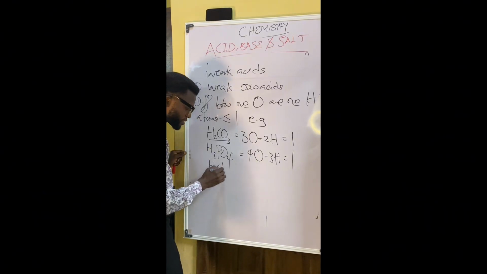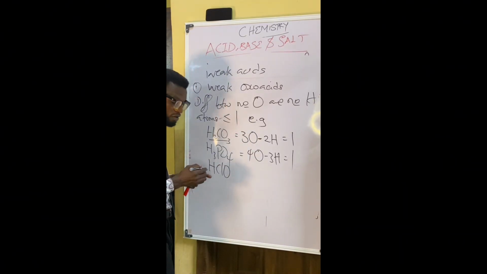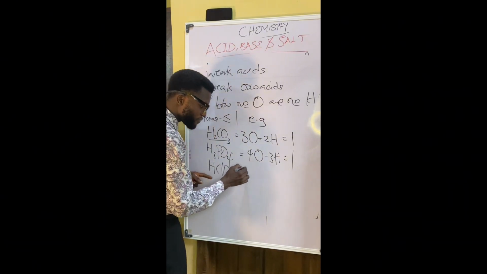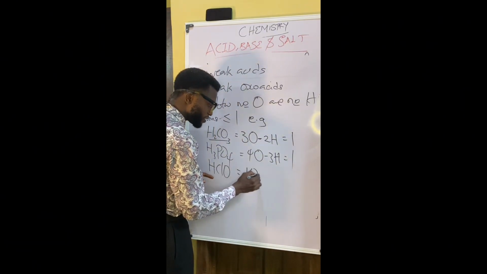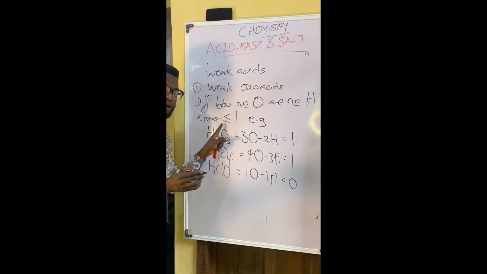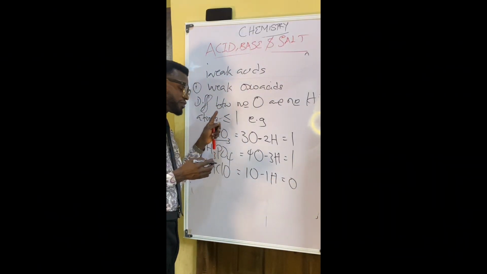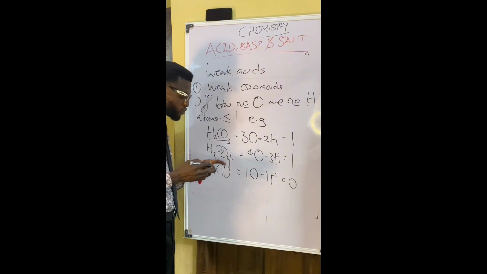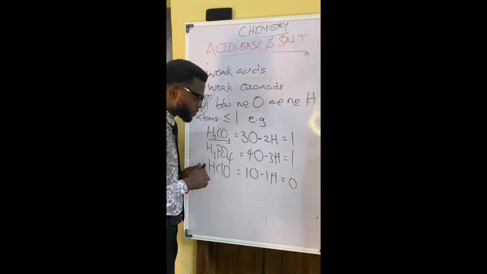The next one is hypochlorous acid or oxochlorate 1 acid. The number of oxygen atoms is 1 and the number of hydrogen atoms is 1. The difference here is 0. Recall that the rule says the difference between them is less than or equal to 1. Now, that's for weak acid.